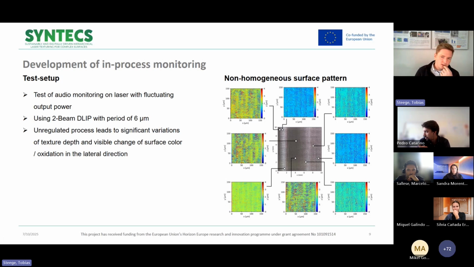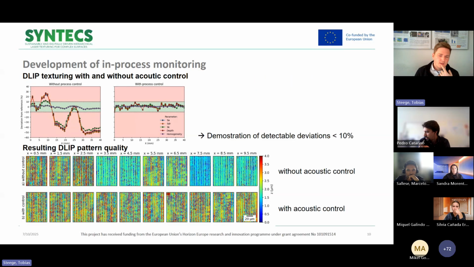So what we did here, we also used the noise of the process itself and fed this to a PID controller to control the input power of the laser and therefore the output power of the laser, of course. Obviously, this acoustic signal is not just the maximum amplitude, it's heavily filtered, as well as there are specific frequency ranges which we looked at.